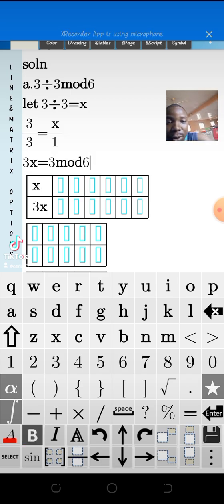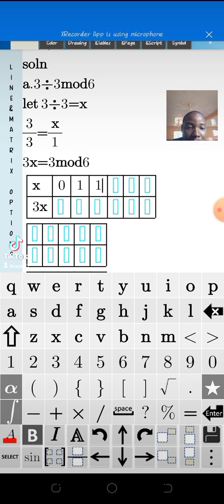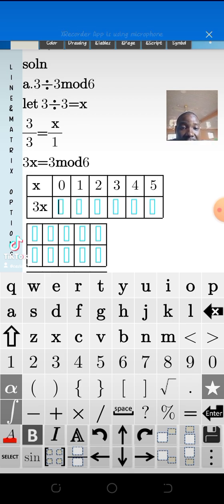6. So here you have x ranging from 0, 1, 2, 3, 4, and 5. Since we are dealing with mod 6, the values of x should not exceed 5. Okay, so now 3x simply means 3 multiplied by x, and then your x values are already there. So what you do now is use them to multiply 3. Don't forget we are doing that in mod 6. So if you have anything equal to 6 or greater than 6, we have to reduce and then pick the remainder. So 3 times 0 is just 0.